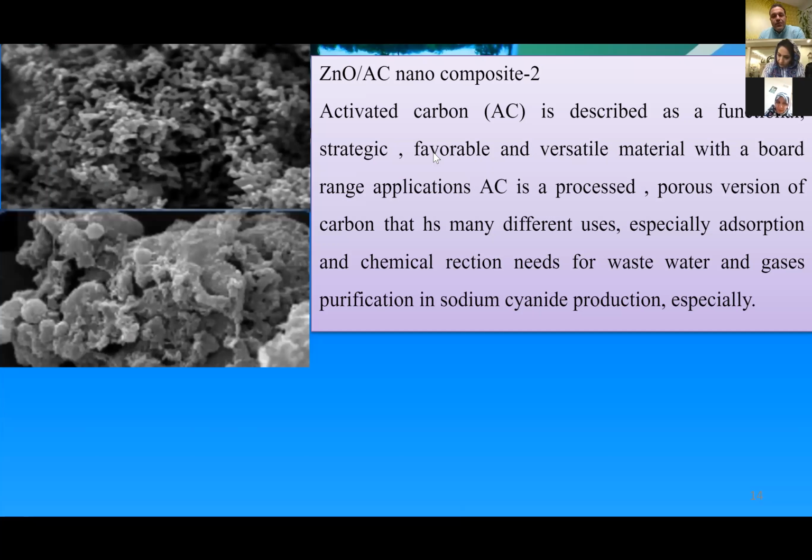Activated carbon, which we call AC, is described as a functional, strategic, favorable, and versatile material with a broad range of applications. AC is a processed, porous version of carbon that has many different uses, especially adsorption and chemical reaction needs for wastewater and gas purification, in sodium cyanide production especially.